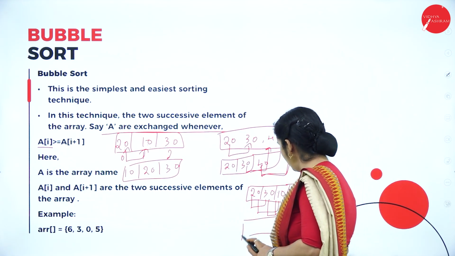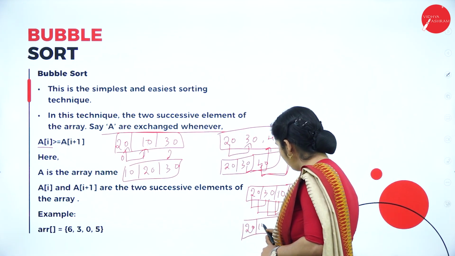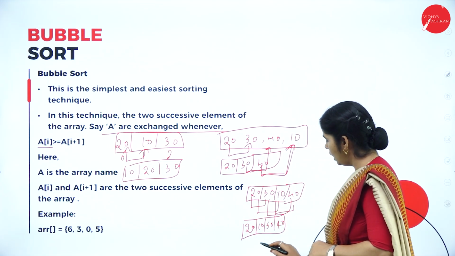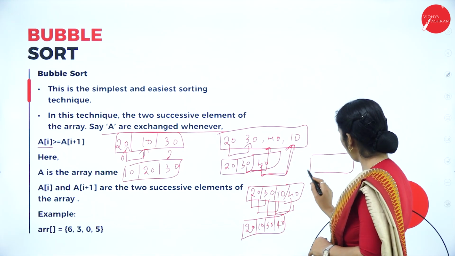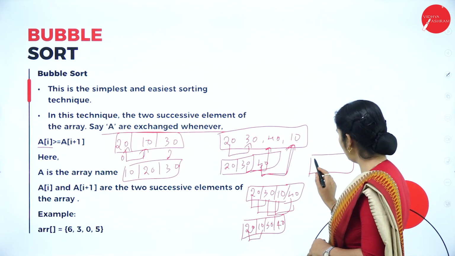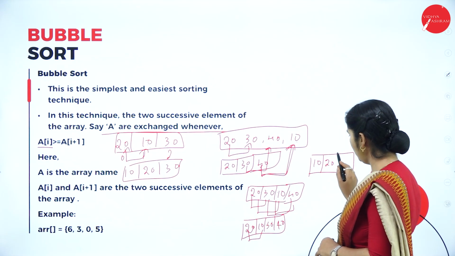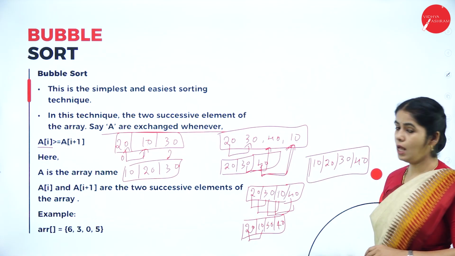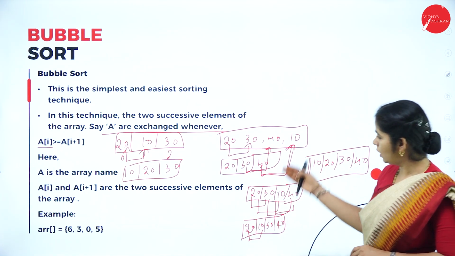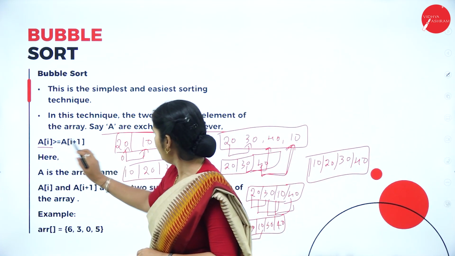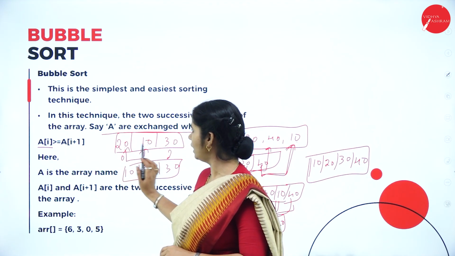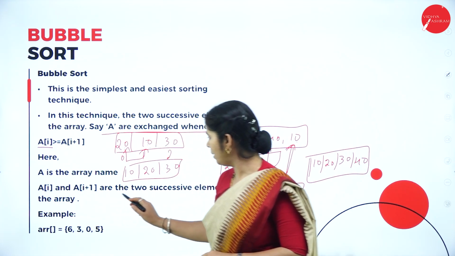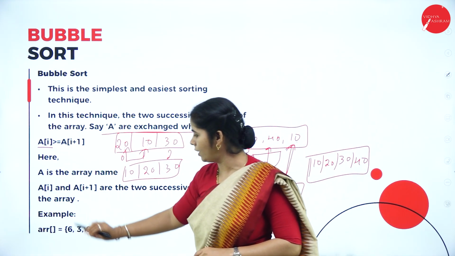Now, after comparing, 20 will be there, 10 and 30 will be swapped and you are getting this. In the fourth pass, what we have to do? I have to swap these two elements, giving 10, 20, 30 and 40. So this would be your array after sorting. That's what we are doing. If A of i, the first element, is greater than the second element, swap the elements. A is the array name, i and i plus 1 are the successive elements of the array.